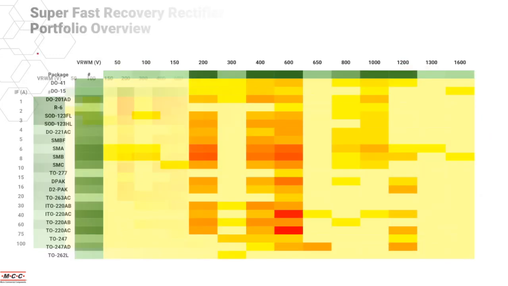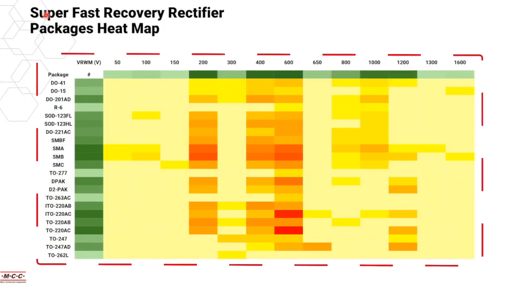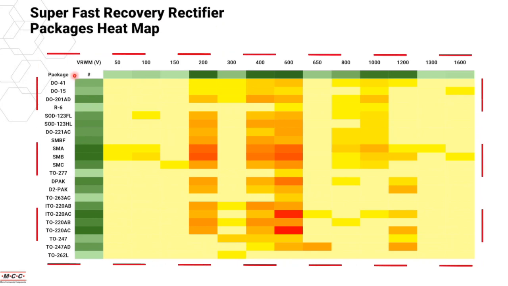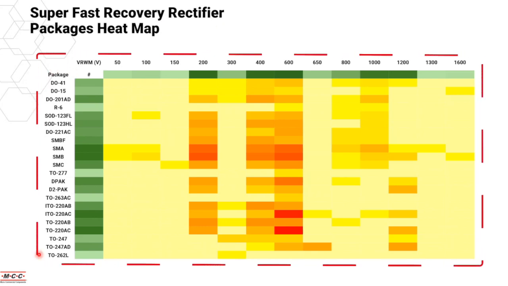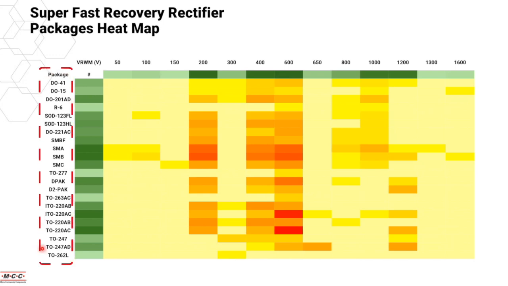Let us look at the packages offered for the super fast recovery rectifiers. We have quite a number of packages covering almost all the packages that we mentioned just now. We have the axial packages from DO-41 all the way up to the R6 packages. We also have the small packages such as the SOD-123, and then we have the SMA, B, and C, including the flat-lead versions. We also have the DPAK as well as the D2PAK for the industrial standards, and the TO-220 and TO-247 that are used in high power applications.